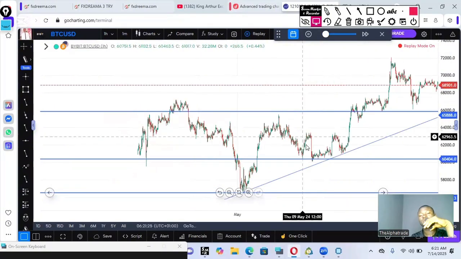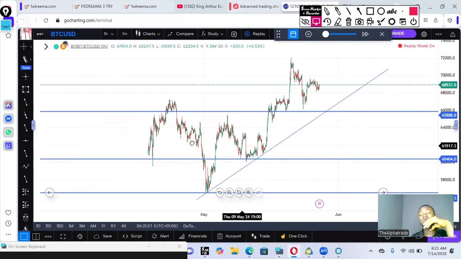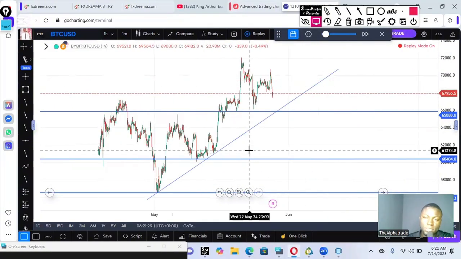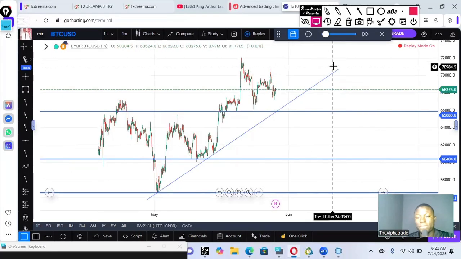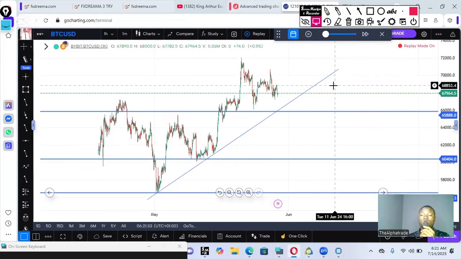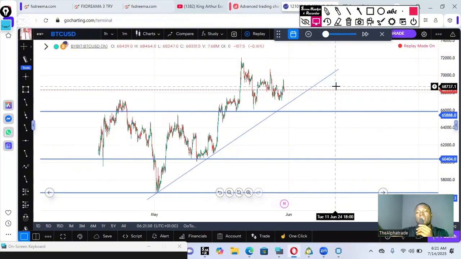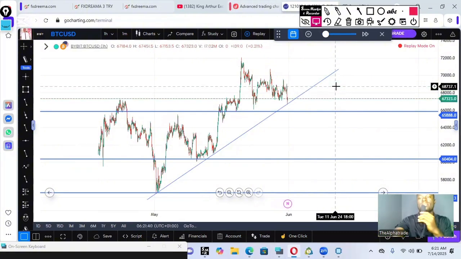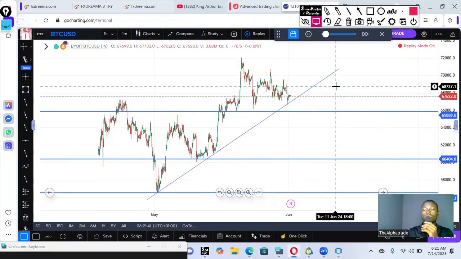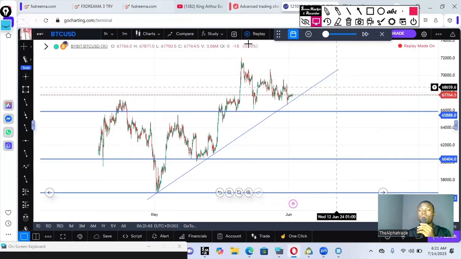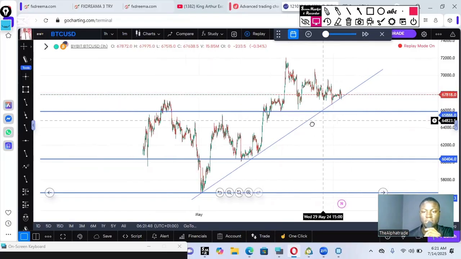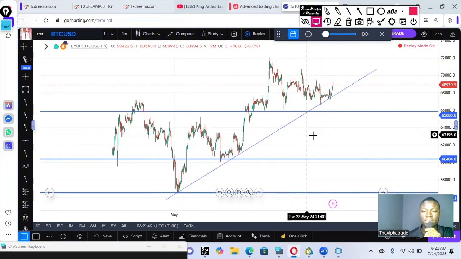Okay, so you need at least 2 touch points for your trend line to be valid. If you don't have up to 2 touch points, then your trend line is not valid. You must have 2 touch points and get more, but at least 2. You must have it before you can say yes, I have a trend line.